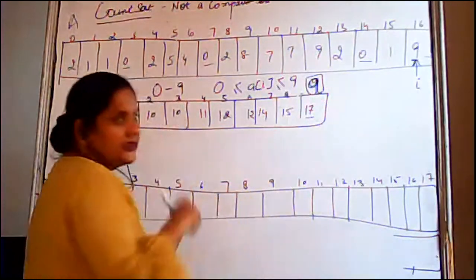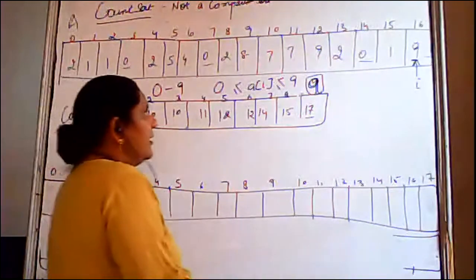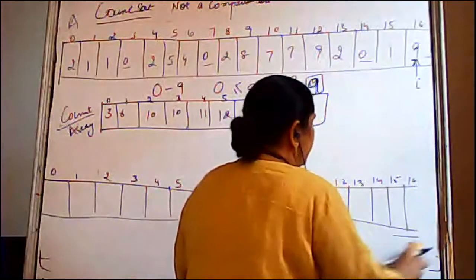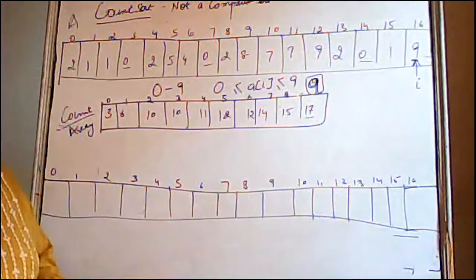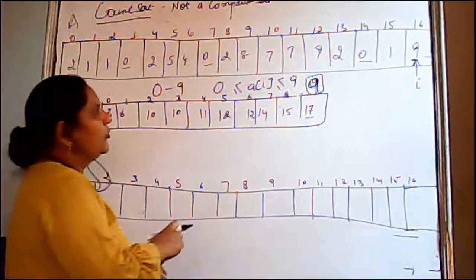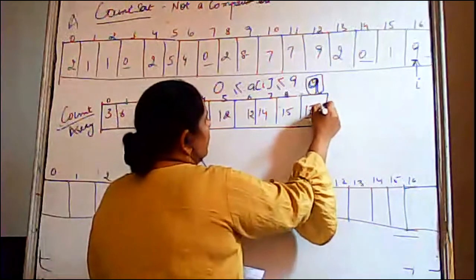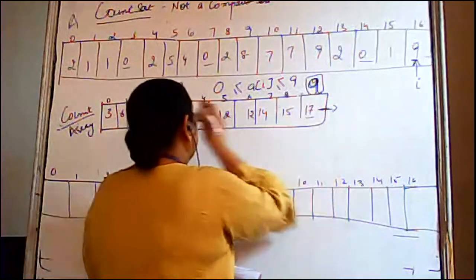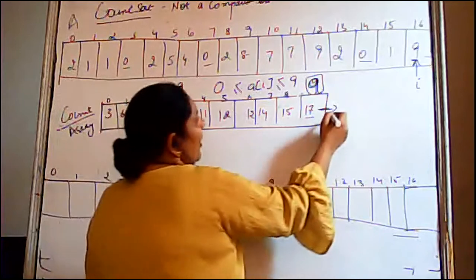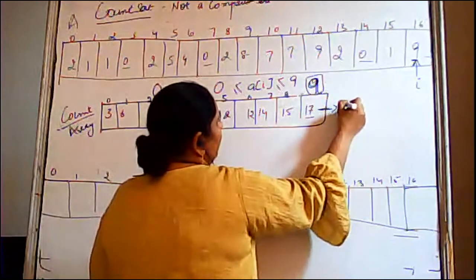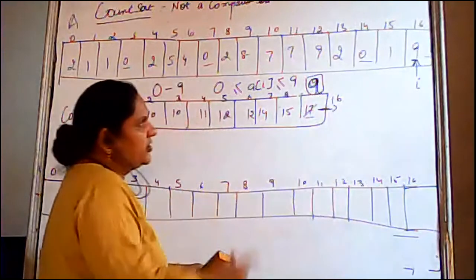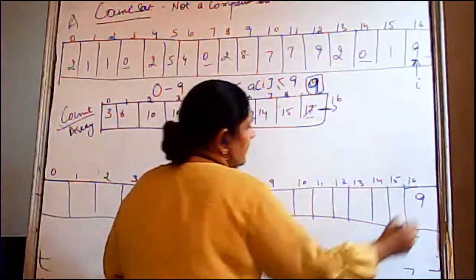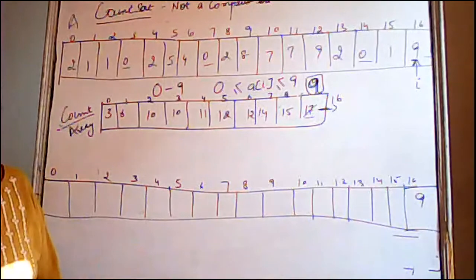See its value. It is 17. And we don't have index number 17 here because we have indexes 0 to 16. So there are a total of 17 numbers. So you are supposed to decrement this by 1. Decrement the value of the count array by 1 at that particular index. So it will become 16. Store 9 at 16.